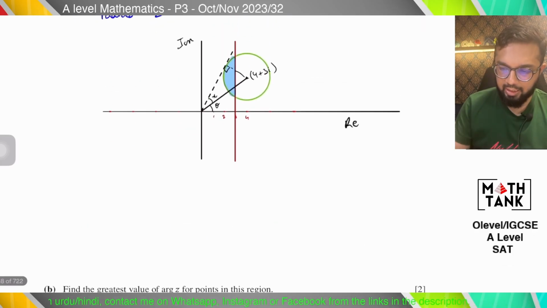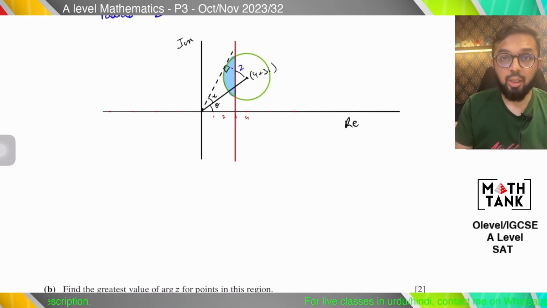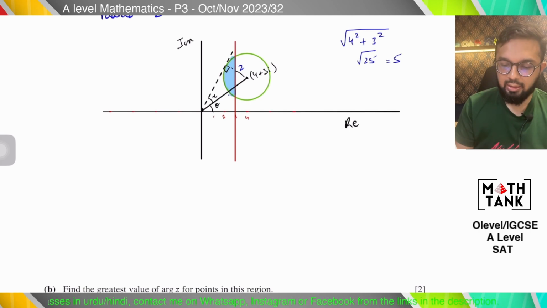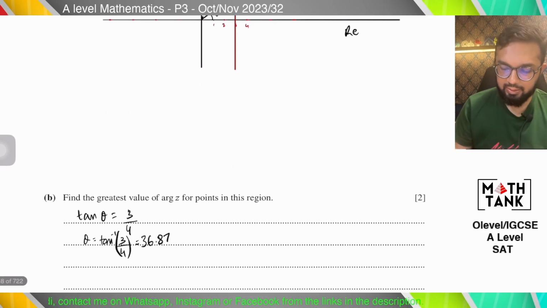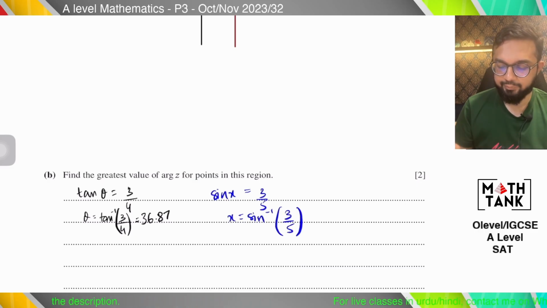Then to calculate x, remember that the radius of your circle is 2, and you can find this length, the one stretching from the origin to the center of the circle. I can say that this is the modulus of the center. So it's going to be the square root of 4 squared plus 3 squared. That gives me 5. So sin x equals 3 over 5. So x equals sin inverse of 3 over 5.